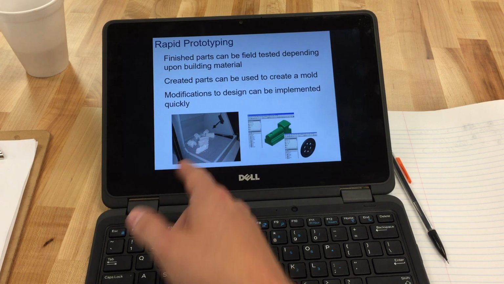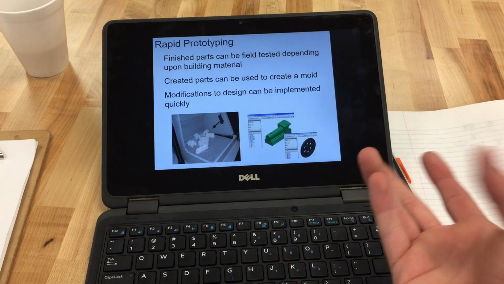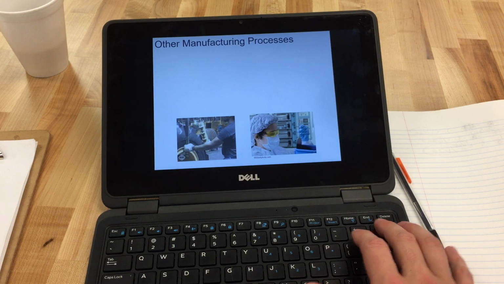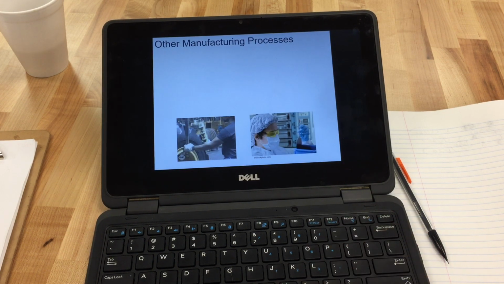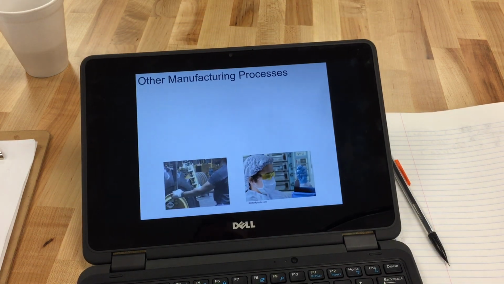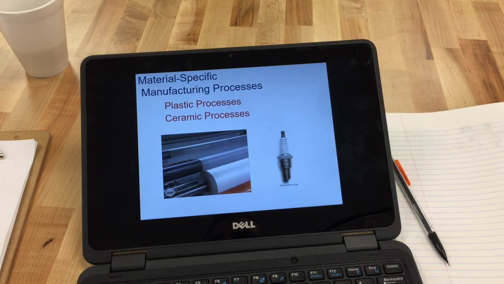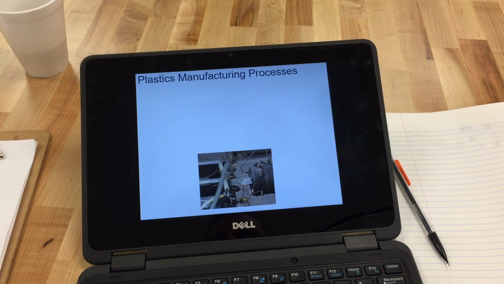This would be a color solid object printer, so it takes powder and glues it together in layers to create it. Other manufacturing processes include testing, transportation, material handling, packaging. All of those are required to get a product from point A to point B and into your home.